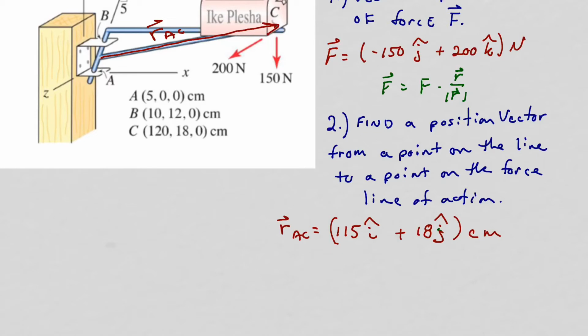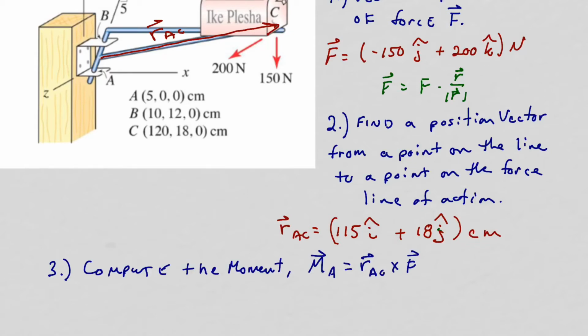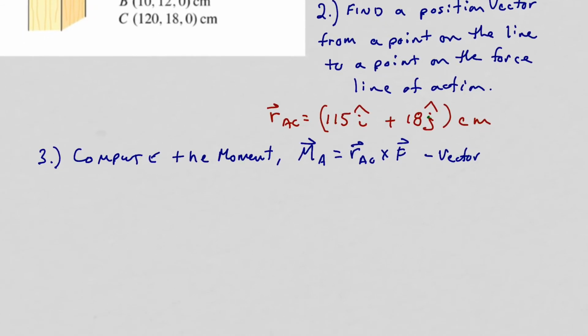Step 3 then is to compute the moment about some point, and that is our point A in our case. So we are going to look for the moment about point A. When we compute this moment, M_A, we will know that it is a vector. And we will use, again, the cross product to solve for this. So M_A, which is a vector, is r_A, which we just found, cross F.